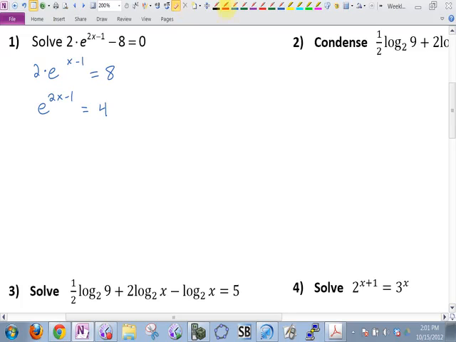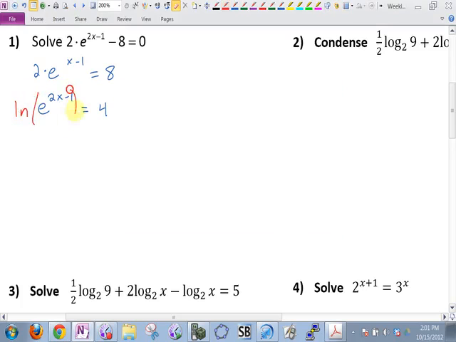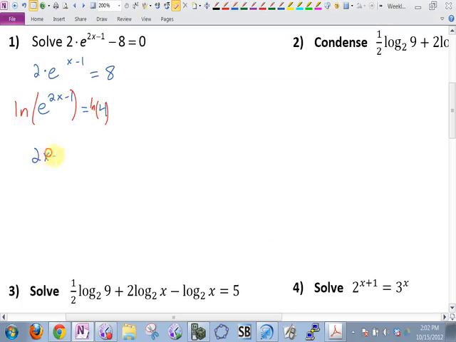What's the next thing we do to both sides? Natural log both sides. That was loud. So we are going to have 2x minus 1 equals natural log 4. Add a 1 to both sides. A lot of people wrote natural log 4 minus 1. It is natural log 4 plus 1.